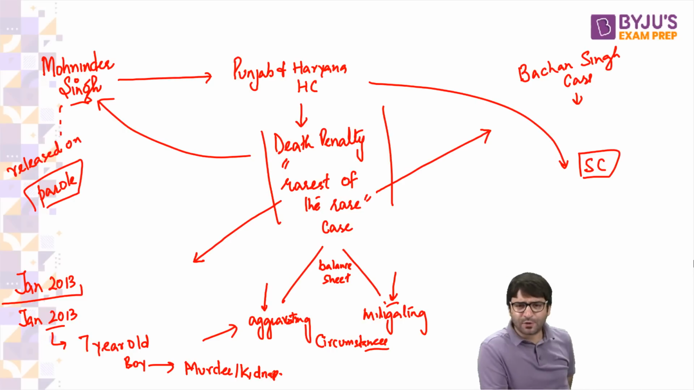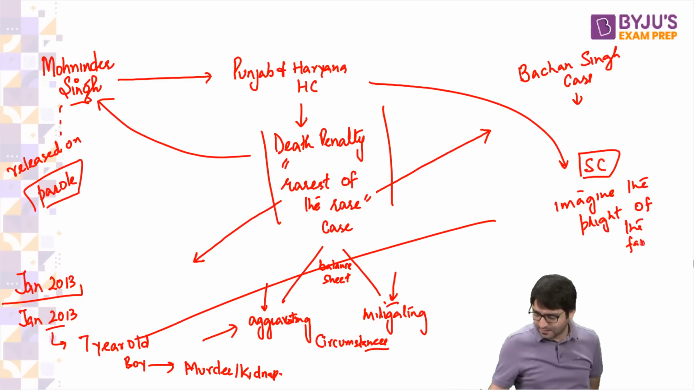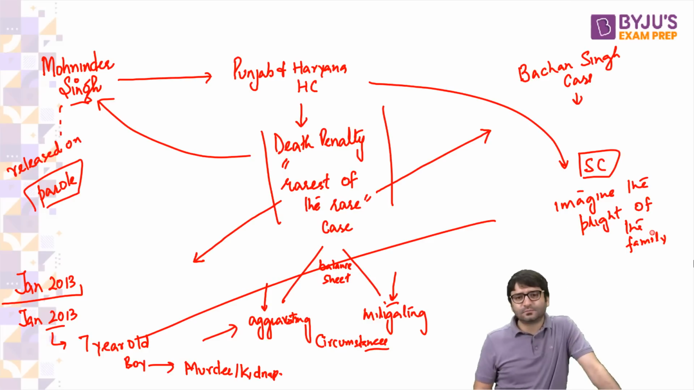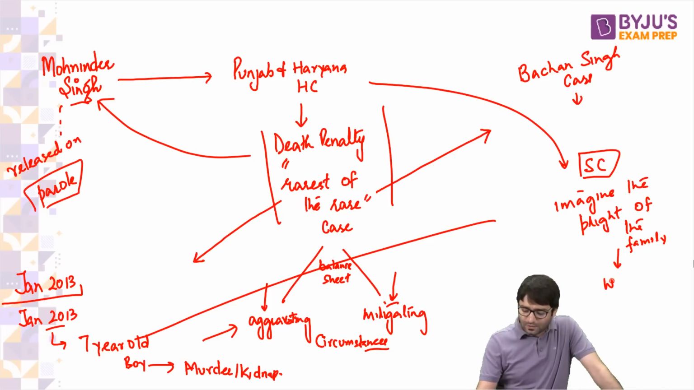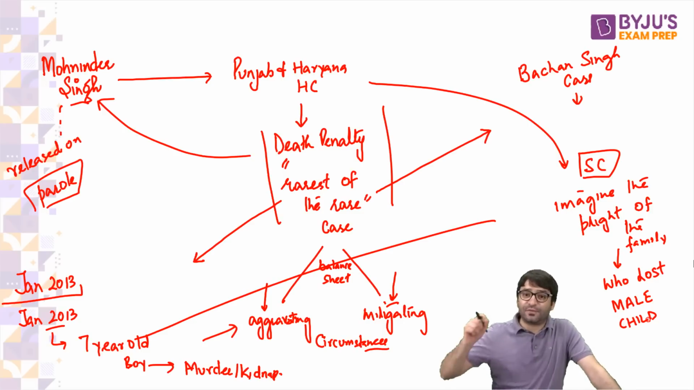Why? Because the judge said, imagine the plight of the family who lost a male child. And this male child would have carried forward the family lineage.